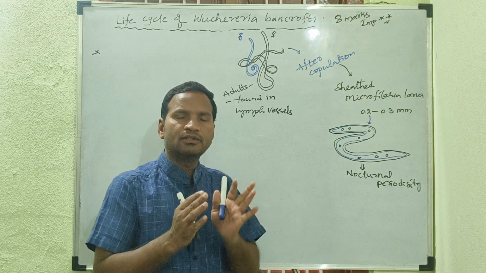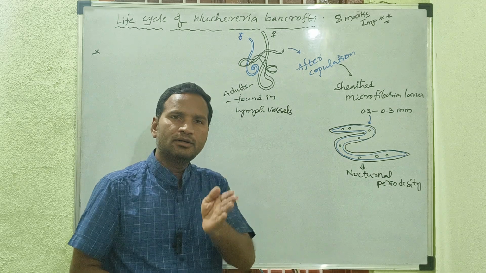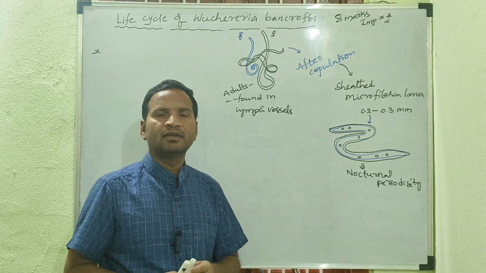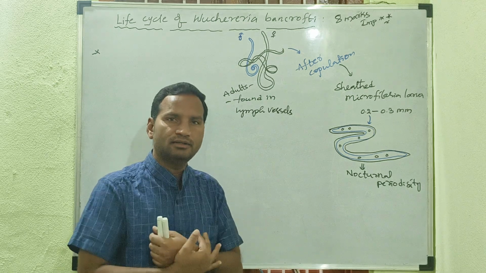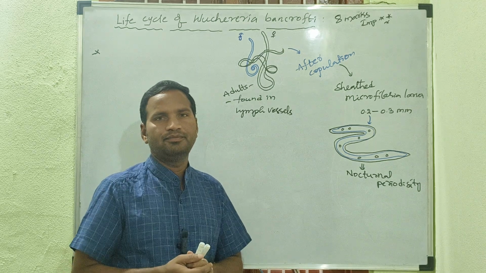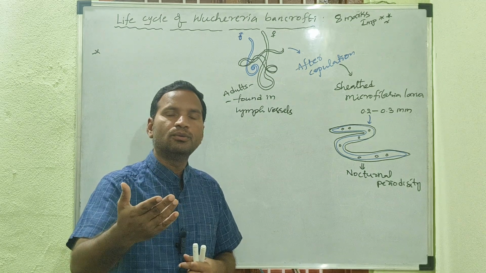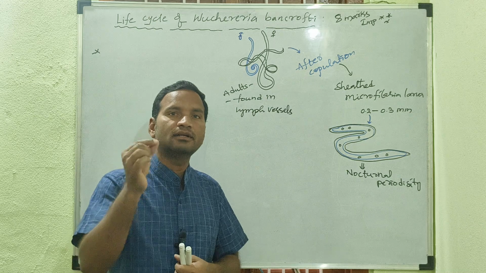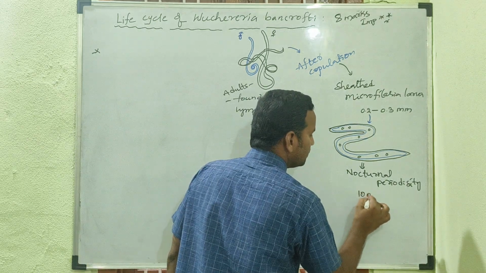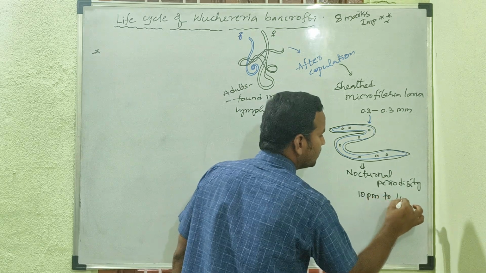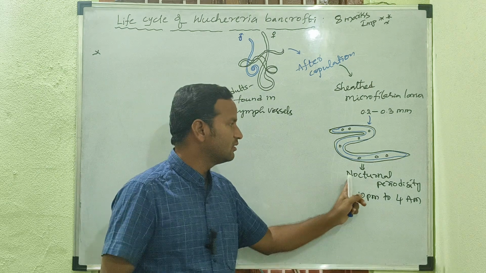When the sheathed microfilaria larva migrate to blood circulation, they reside in deeper blood vessels during the daytime. Then from there, they move to peripheral blood vessels during the night time, between 10 p.m. to morning 4 a.m. The process is called what?